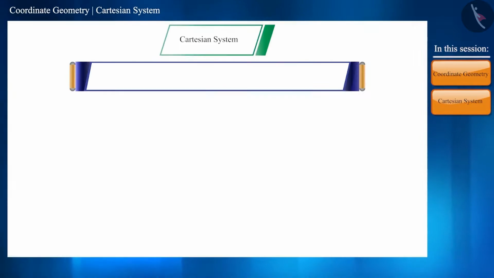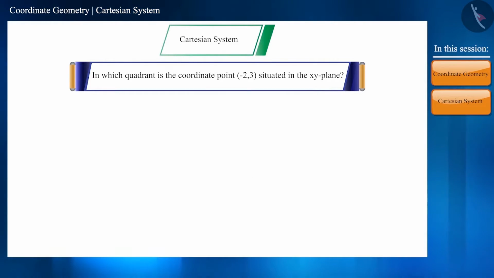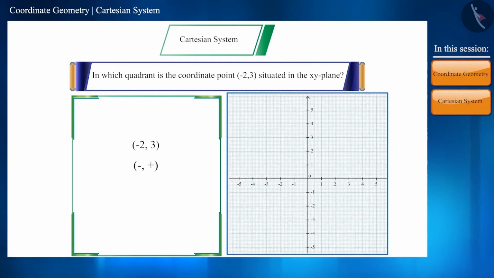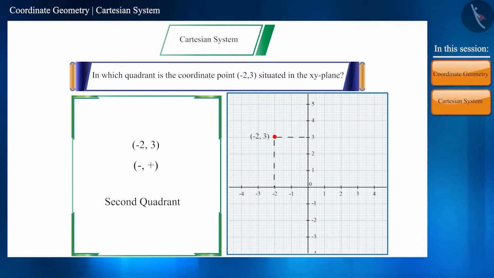Let's look at an example: in which quadrant is the coordinate point (-2, 3) located in the XY plane? Can you tell which quadrant it is? By looking at the signs of these points, minus and plus, this point represents the second quadrant.